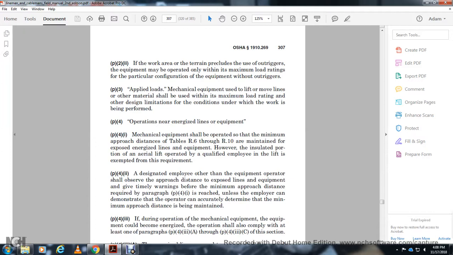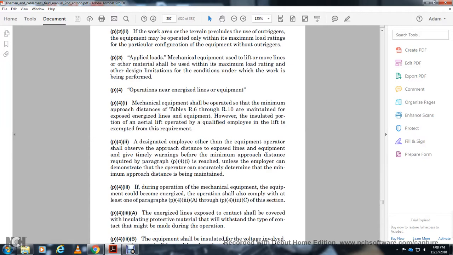Paragraph P-4 does not apply if the employer can demonstrate that the operator can accurately determine that the minimum approach distance is being maintained. If during the operation of mechanical equipment the equipment can become energized, the operation shall comply with at least one of paragraphs P-4-A through P-4-C of this section.